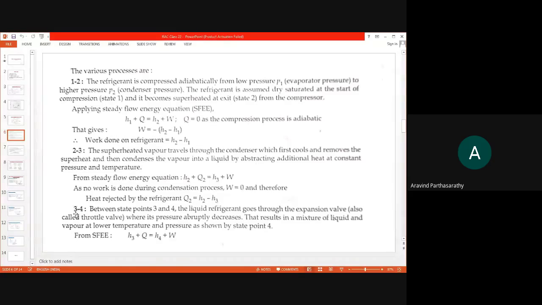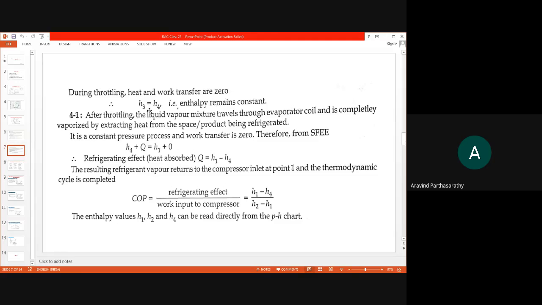Now 3 to 4, you can see the state points 3 to 4 is an expansion valve or throttling valve that we are using. So you know that H3 plus Q is equal to H4 plus W. And here, in the throttling valve, we neither supply nor take heat energy or work energy. So Q is equal to 0 and W is also 0. Thus H3 is equal to H4. Now the formula becomes H3 is equal to H4, so the enthalpy remains constant.